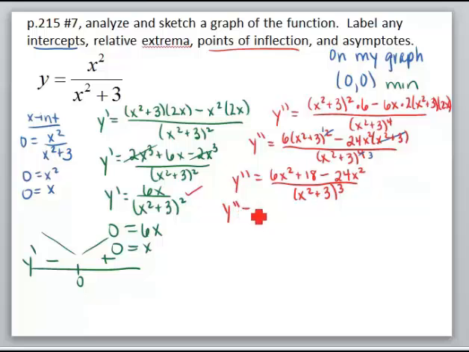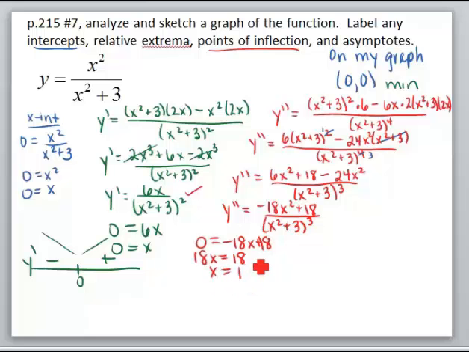So a little bit more simplifying here, I get negative 18x squared plus 18. Much easier to set equal to 0. The bottom will never give me 0, so I don't need to look for that. So if I set the top equal to 0, I end up finding out that when x is 1, there's a point of inflection. And I lost my squared again. So this would be plus or minus 1.